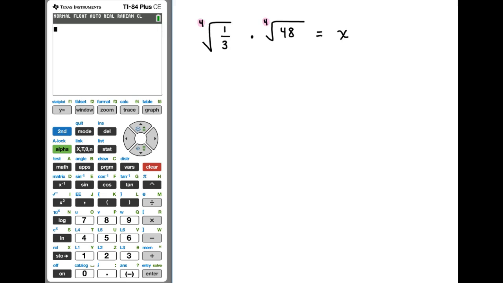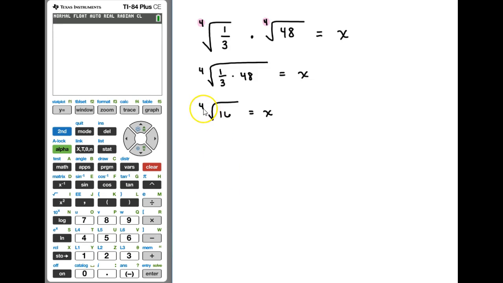Since we are working with the same type of radical, that fourth root radical, we can actually bring both of these factors together under the same roof. So we can say this is the same thing as the fourth root of 1/3 times 48. This actually simplifies a little bit. This will be the fourth root of 16 equals x. And from here, if we are able to take a fourth root or we happen to have these memorized, we can just solve. I'm going to show you how to do this on the TI calculator.